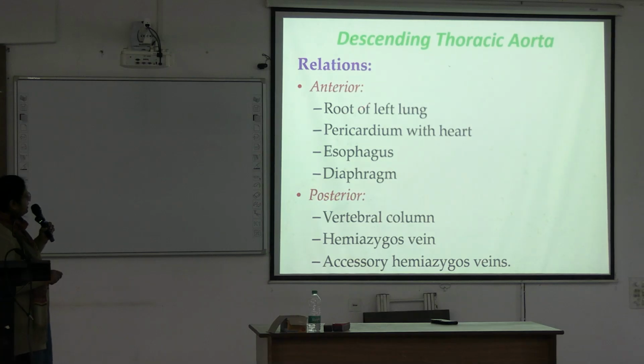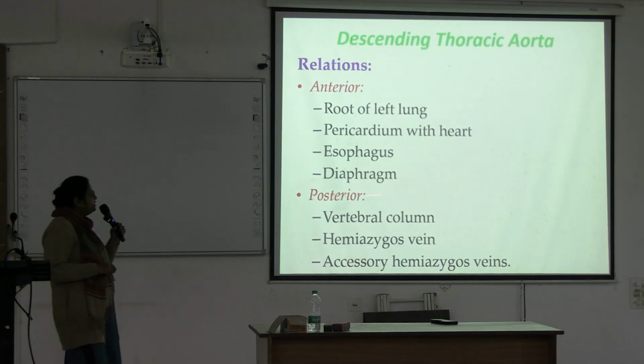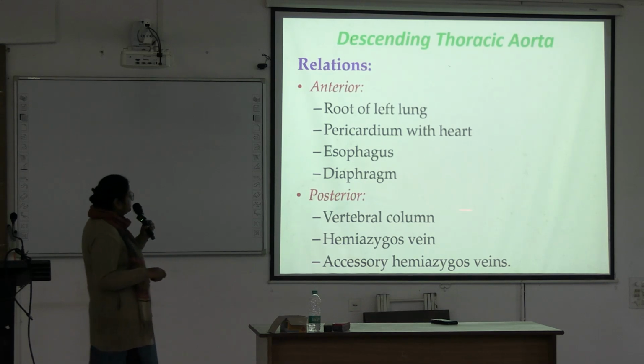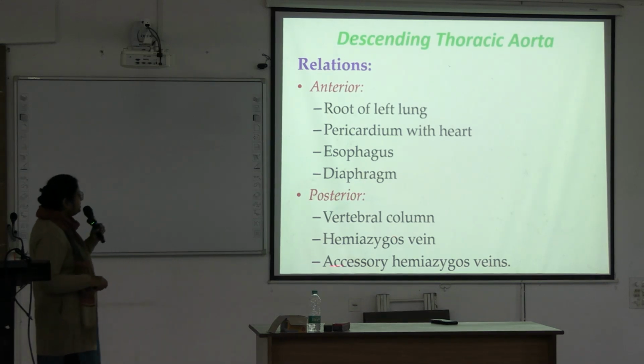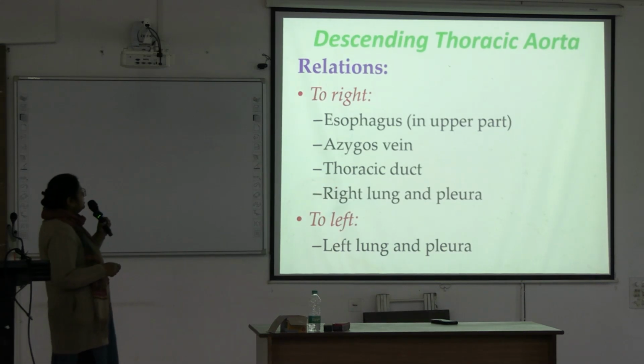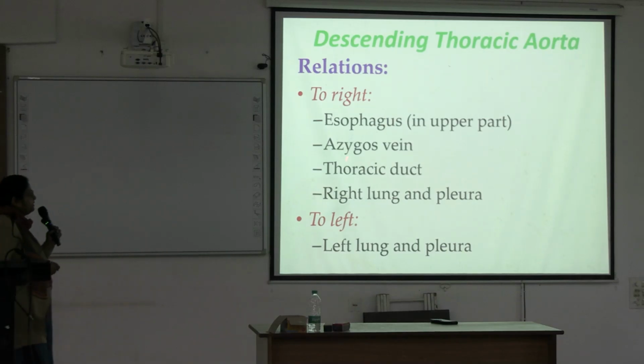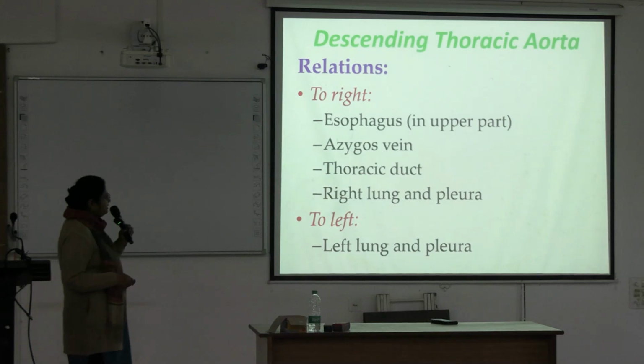These are the relations. Anteriorly lie the root of left lung, pericardium with heart, esophagus, diaphragm. Posteriorly lie the vertebral column, hemiazygos vein, accessory hemiazygos vein. To the right: esophagus in the upper part, azygos vein, thoracic duct, right lung and pleura. To the left: left lung and pleura.